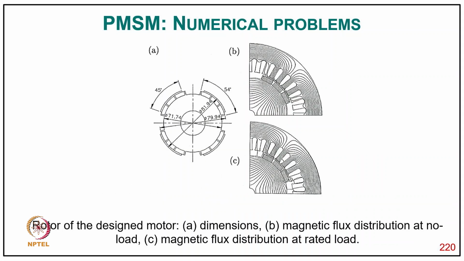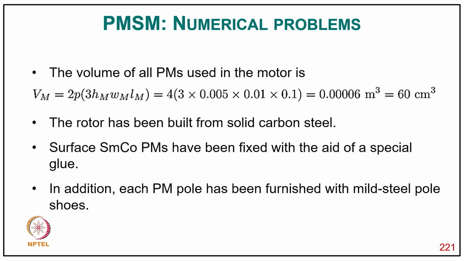So here is the rotor of the motor, with dimensions, magnetic distribution and magnetic flux distribution. The volume of all permanent magnets in the motor is Vm equal to 2p times 3 hm omega lm, and putting in the values it comes to about 60 centimeter cube. The rotor has been built from solid carbon steel. The surface ceramic cobalt permanent magnets have been fixed with the aid of special glue. In addition, each PM pole is furnished with a mild steel pole.